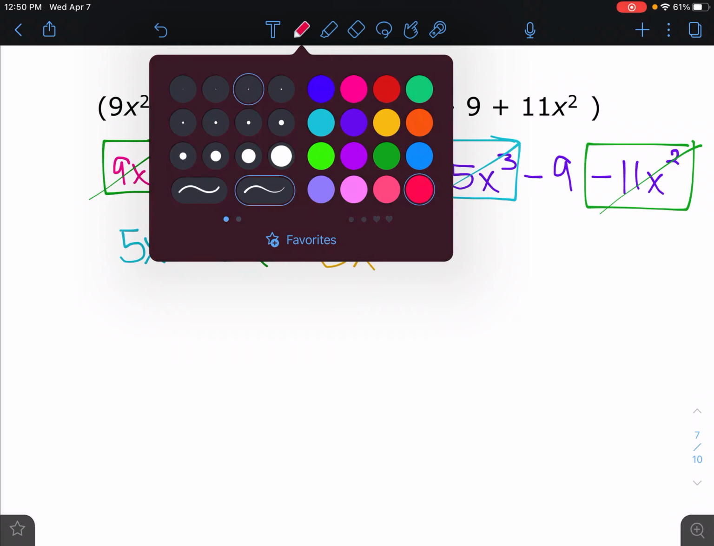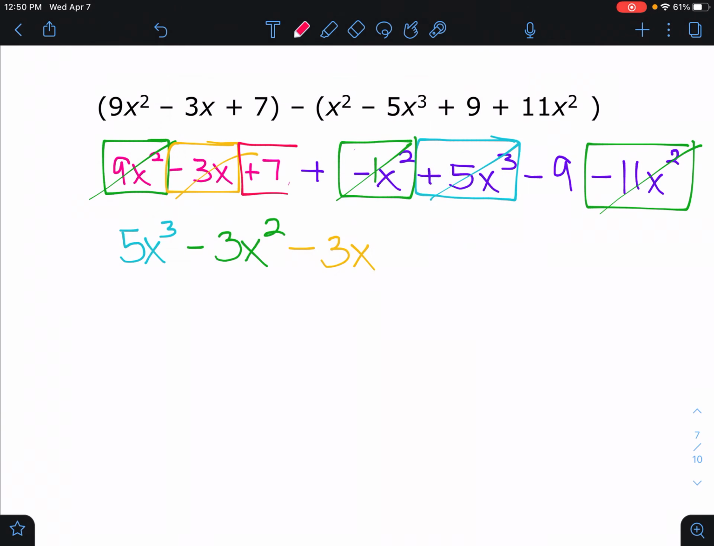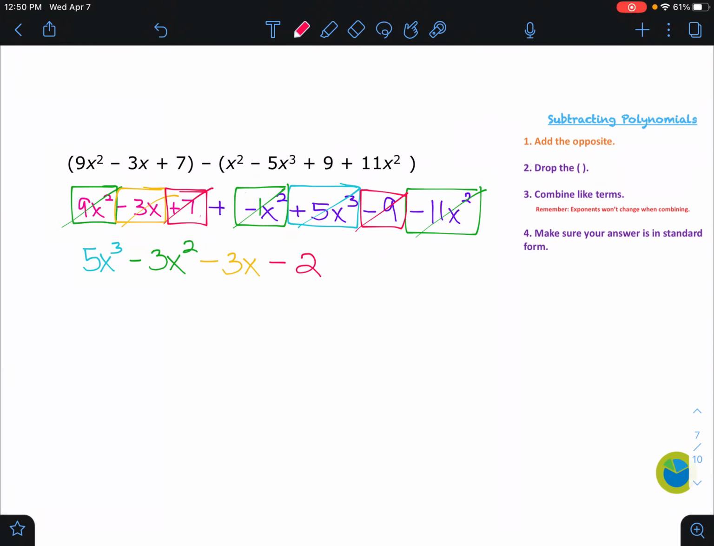And then 7 and -9 is -2. So hopefully you got 5x to the third minus 3x squared minus 3x minus 2. And that is our answer. That's how we subtract polynomials. Hopefully you feel comfortable with that. Again, follow those steps and you should be fine.